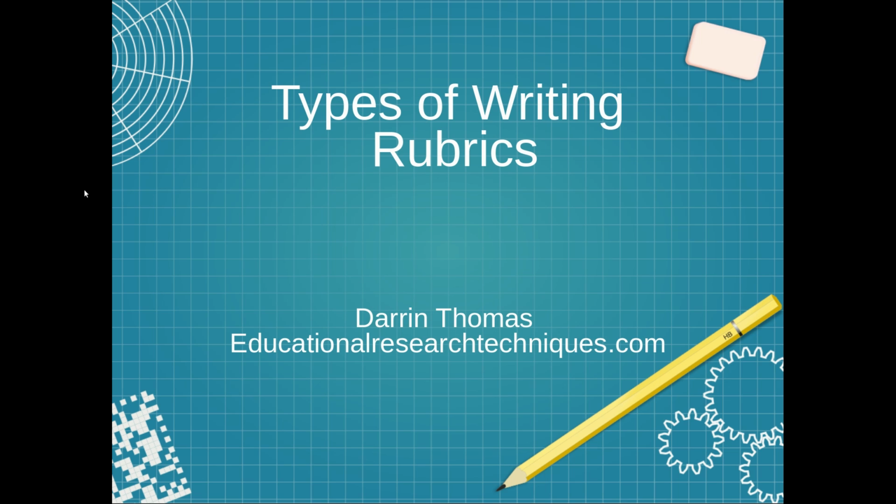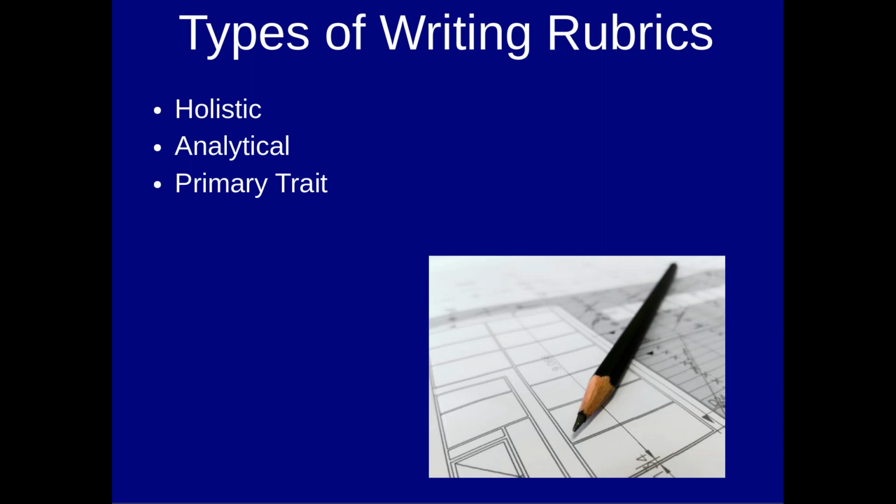In this video, we're going to take a look at several types of rubrics that you can use for writing to help and to support your students. So, we're going to look at three types of rubrics that are commonly used, especially the first two, in assessing writing. The first one is a holistic rubric, the second one is an analytical rubric, and the last one, not as commonly used, is a primary trait rubric.